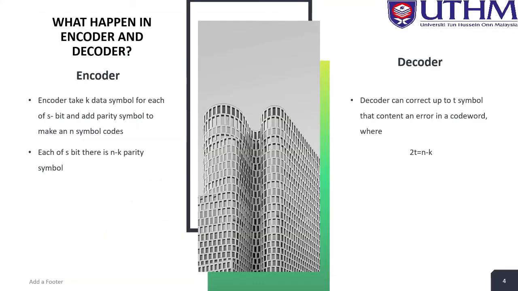What happens in the encoder and decoder? The encoder takes K data symbols of S bits each and adds parity symbols to make an N symbol codeword. There are N minus K parity symbols of S bits each. The decoder can correct up to T symbols that contain errors in a codeword, where 2T is equal to N minus K.